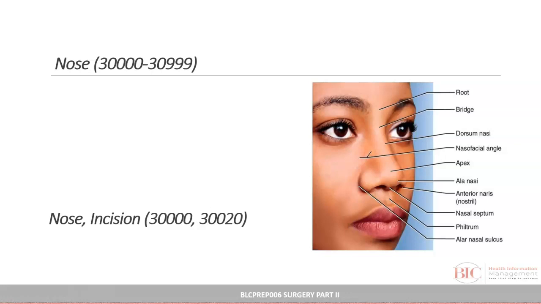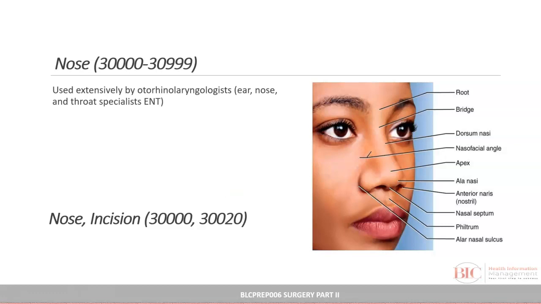The next part of the respiratory system is the nose. And again, you can see this category goes from 30000 to 30999. Here you have your different areas of procedures that are considered part of the nasal area, the nasal septum, the dorsal nasi, the bridge, the root, and so forth. For an incision into the nose, your code is going to be either 30000 or 30020.